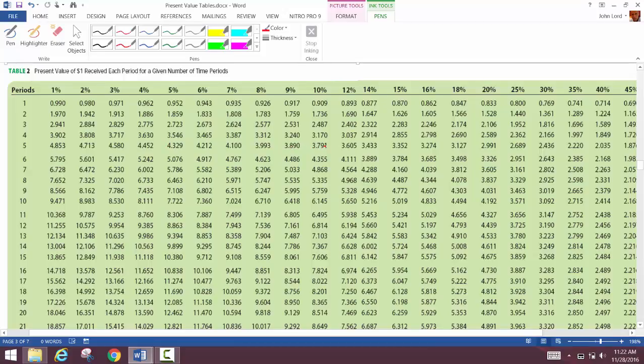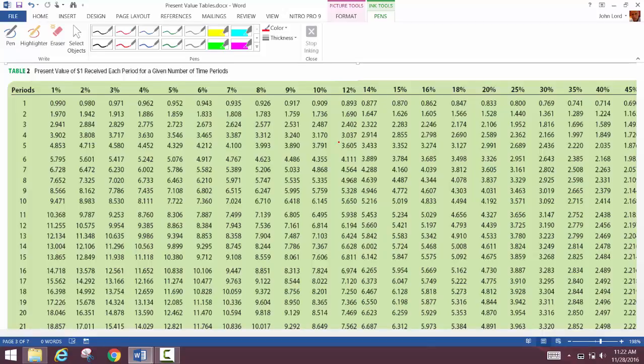3.696 is what I was looking for. Now I'm in between what? 9 and 10% here, right? Okay. Oh no. I mean 10 and 12%. Oh, I see the problem. If this table had 11%, I think it would fall right on 11%.